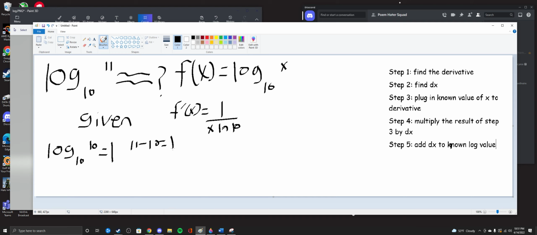And now we plug the known value of x into our derivative. So we know what log base 10 of 10 is, so we can plug that into 1 over x ln 10. That would get you 1 over 10 ln 10. And even though the point of this is to do this without a calculator, I don't know how you would estimate this. But I've already written it out, so we're going to pretend like we need to do it without a calculator. So it's 0.043249.